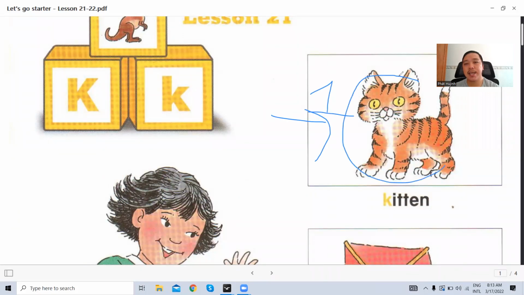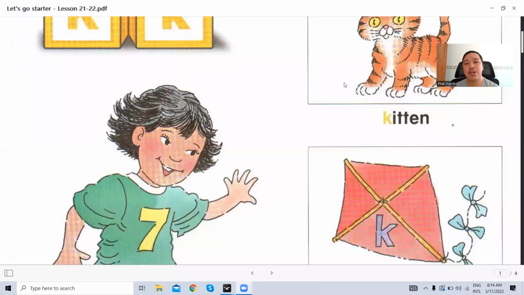Now, picture number one. What is this in English? Là gì trong tiếng Anh các bạn? That's right. Kitten. Kitten, kitten, kitten. Okay, so what is kitten? Vậy thì kitten là các em. Kitten là chú mèo con. Okay.